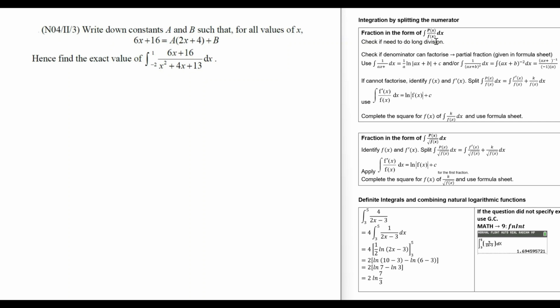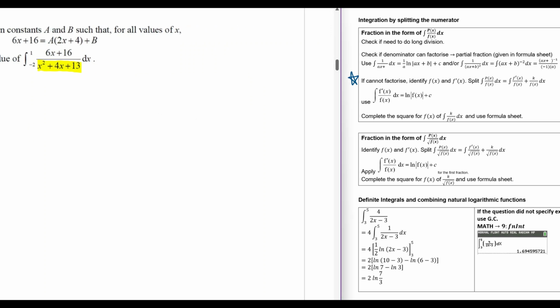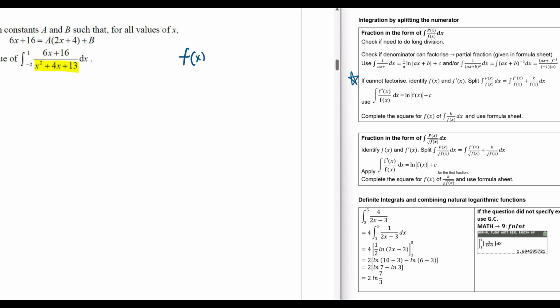2, check if the denominator can factorize. So use your scientific calculator and press mode 5 2 2, the quadratic solver, to see whether you can factorize nicely. And you realize that it cannot factorize. So if you cannot factorize, we go to this step over here. Identify your f(x) and f'(x). f(x) is the denominator. f(x) is x squared plus 4x plus 13.